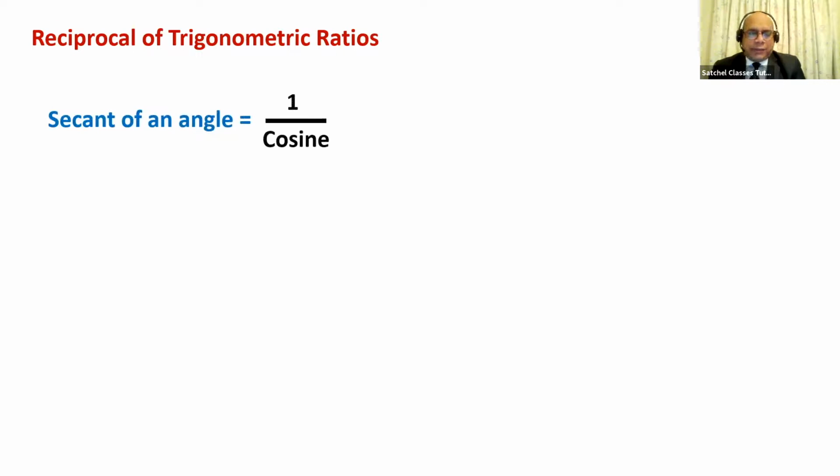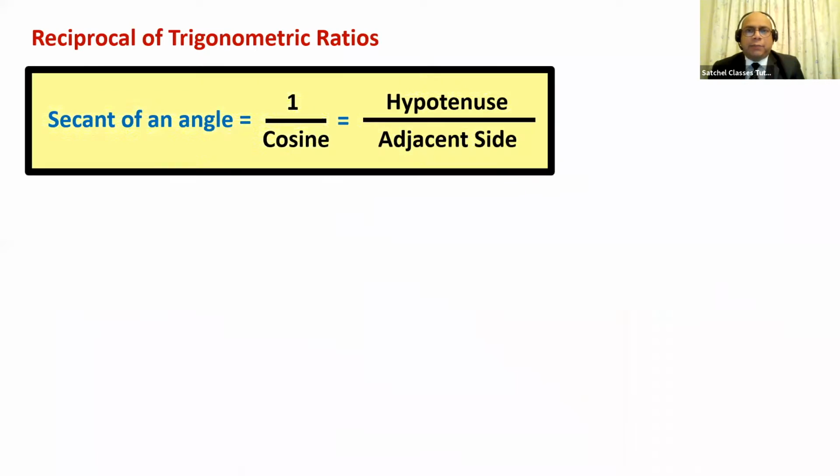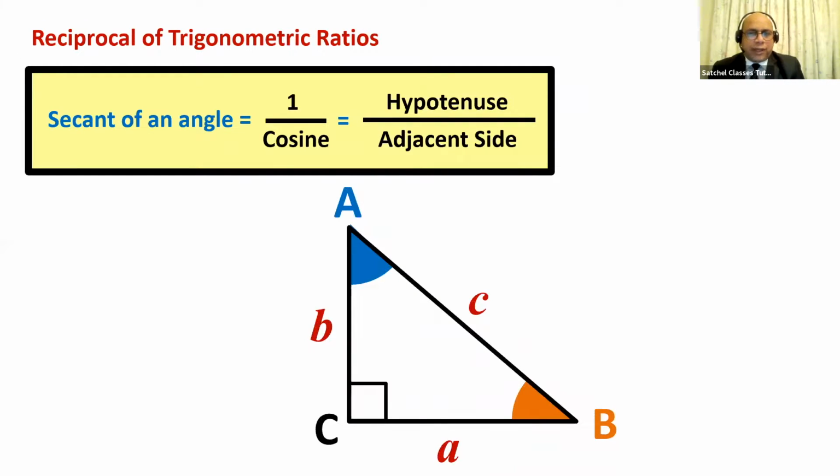Secant of an angle is the reciprocal of cosine of that angle. As you know, cosine of any angle is adjacent upon hypotenuse. So secant of an angle will be hypotenuse over the adjacent side. For example, in this triangle, secant of A would be C, which is the hypotenuse, divided by the adjacent side of angle A, which is B.